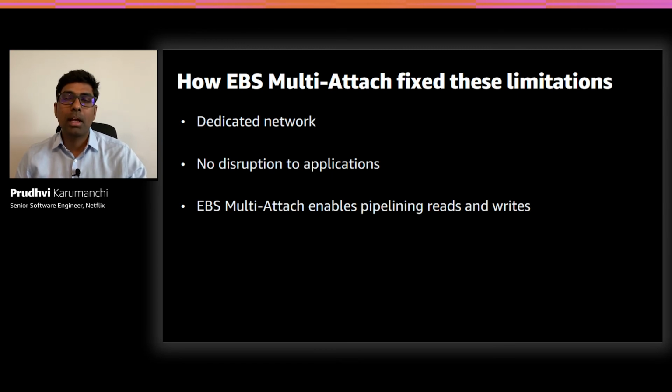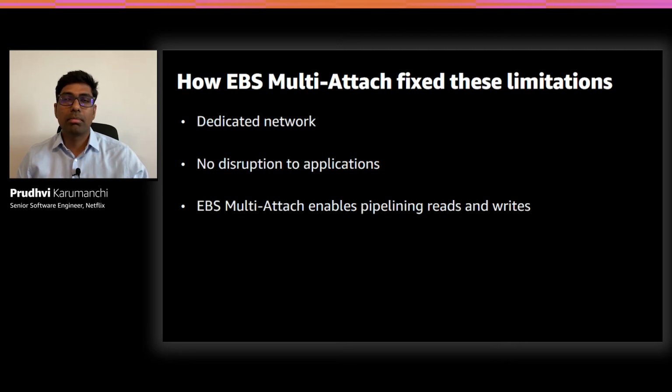And luckily, around the same time, AWS rolled out a new feature called multi-attach EBS, where you could attach the same EBS volume to multiple instances. It sounded really great on paper because EBS has a dedicated storage bandwidth from the instances. That means the application traffic and the EBS I/O are not contending for the network. At the same time, we thought we could potentially pipeline reads and writes at the same time.